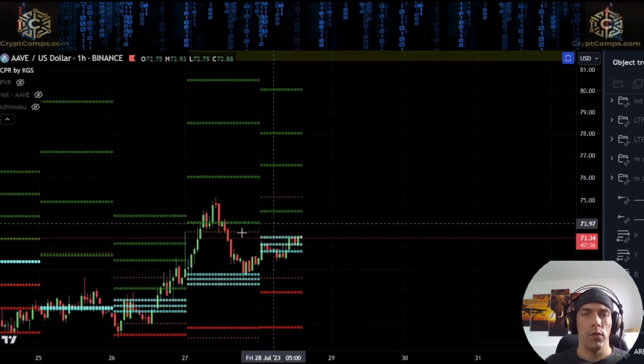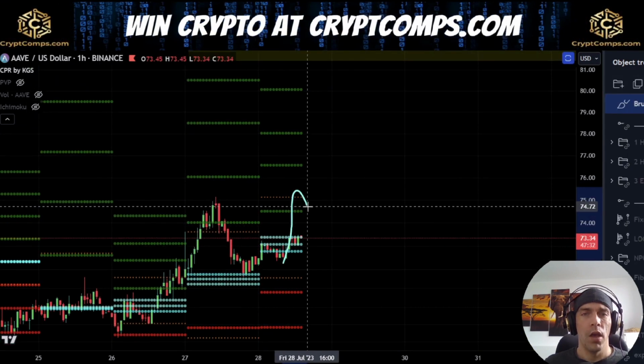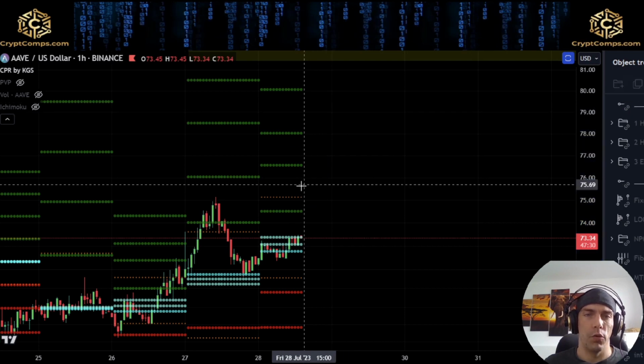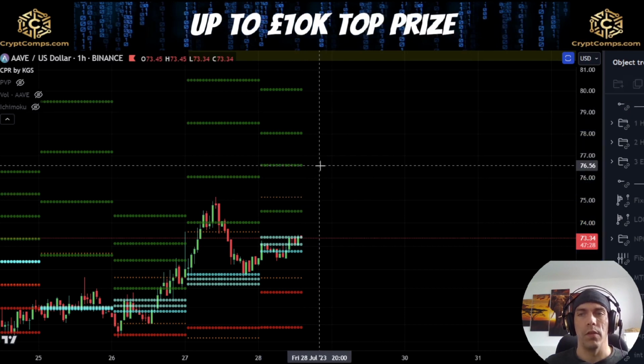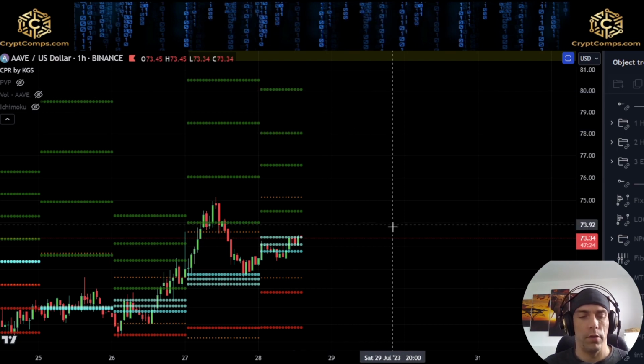Now, if we do move above these levels and we do actually look to turn this into support, what we could see is price could actually start to push to the upside. Upside targets would be the 76.56, we have the 78.04, and this $80.08.